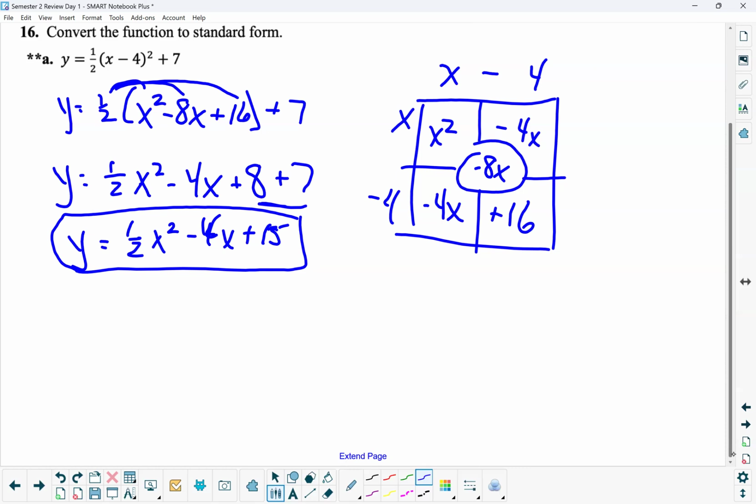That concludes day 1. Go back now and finish the problems that are not double starred. And that's your homework. And tomorrow we'll start on problem 17.